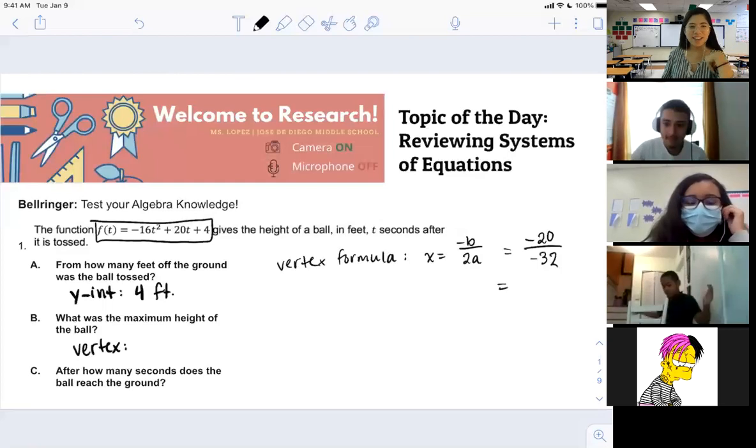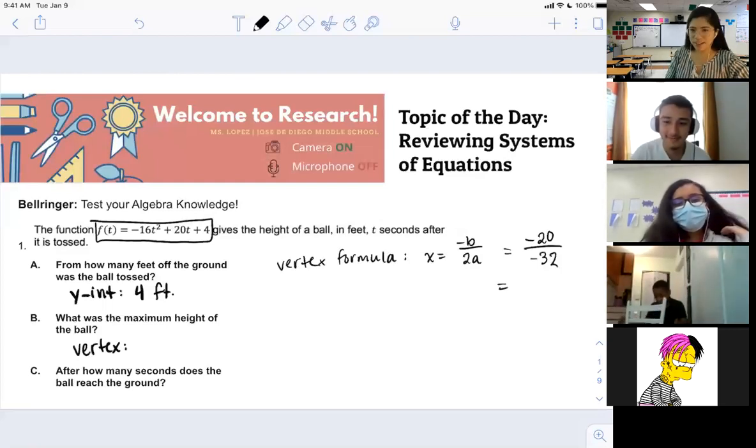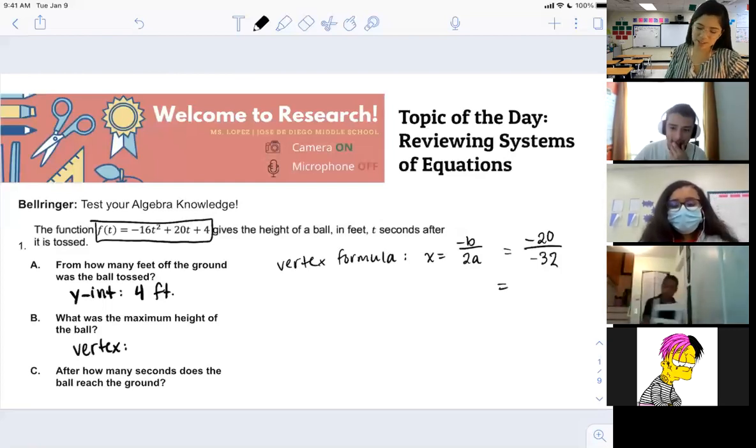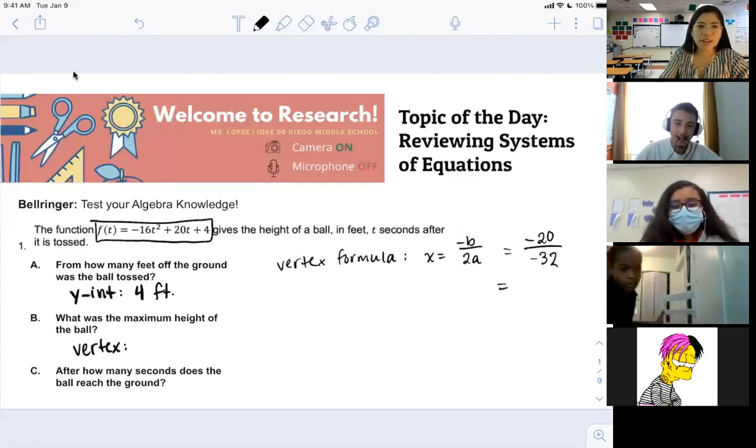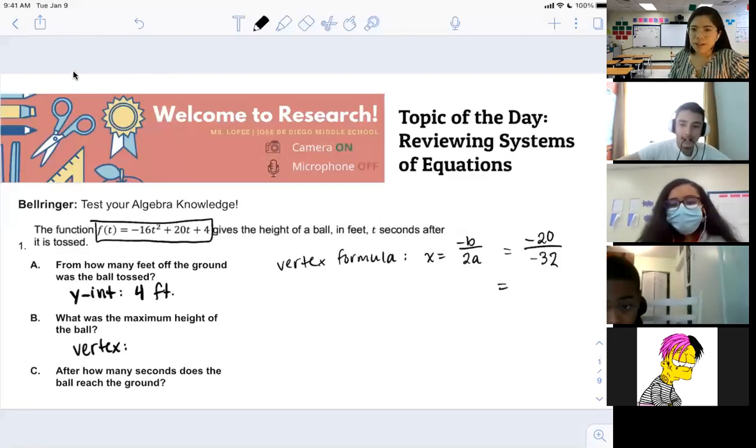All right, like Tyrone is saying, less chairs, more math. All right, so we have negative 20 over negative 32. We need to simplify that. Can anybody do that for me? How do I simplify negative 20 over negative 32?